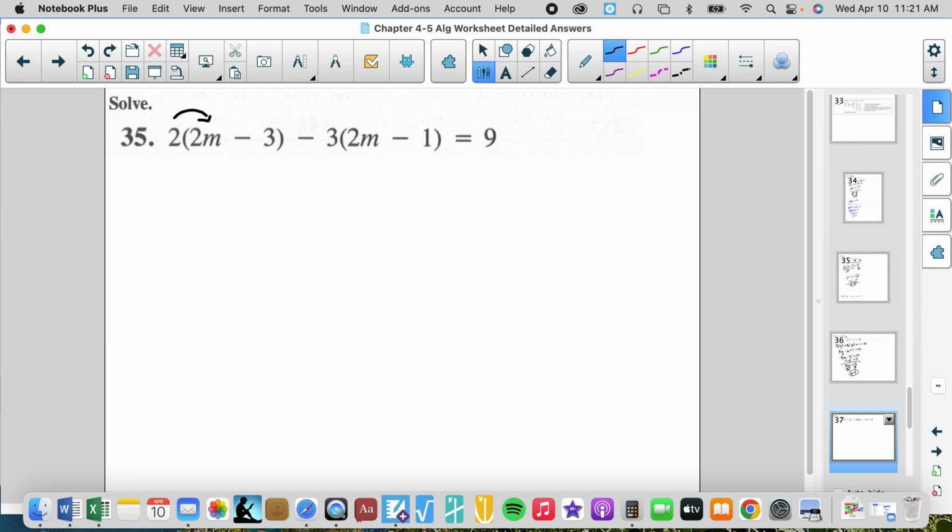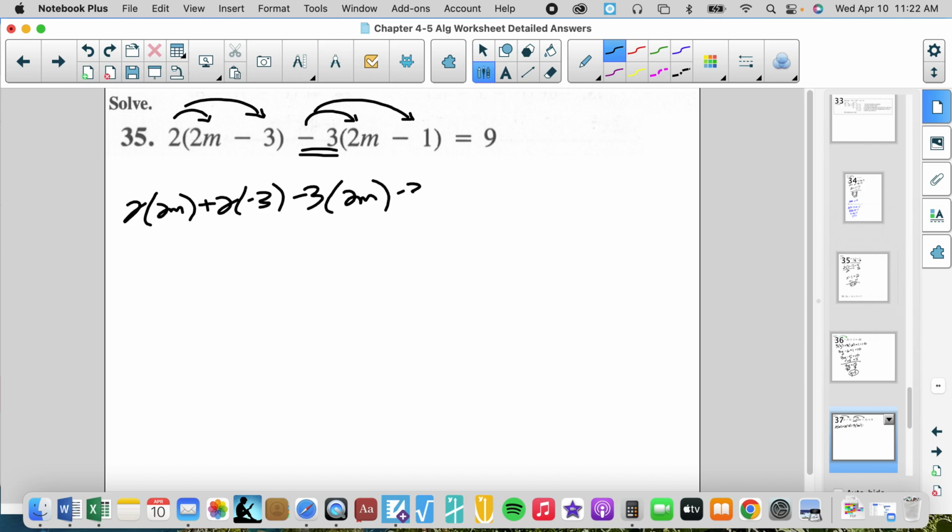Ooh, double distribution. So in this case, we wouldn't have been able to use that high school technique because we got two different, well actually there's another way we can do this, but it's all right. We're going to show the distributive property. So that's 2 times 2m plus 2 times -3. We're going to distribute out the -3 times the 2m, and the -3 times the -1 equals 9. That's 4m minus 6 minus 6m plus 3 equals 9.